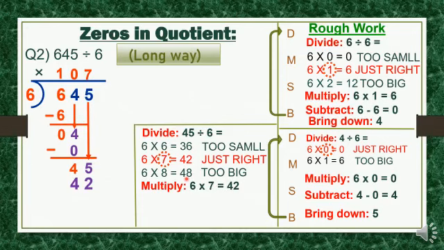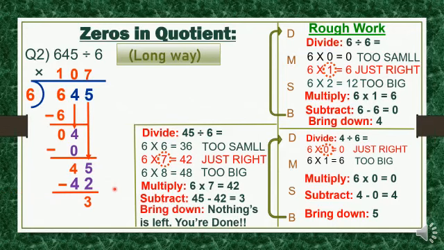6 sevens are 42. We'll write it under 45 here. Next step is to subtract. 45 minus 42 will be 3. We'll write that 3. Now we have to go for the next step, that's the bring down step. Is there anything else to bring down? There is nothing to bring down. So we stop. So our quotient will be 107 and the remainder will be 3.